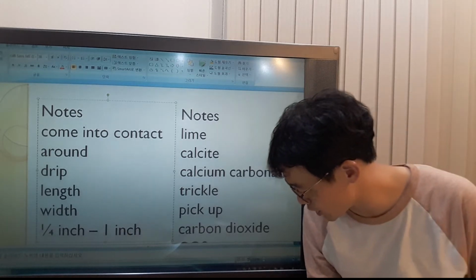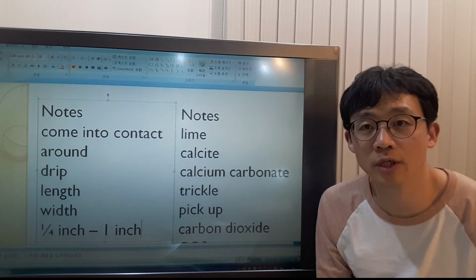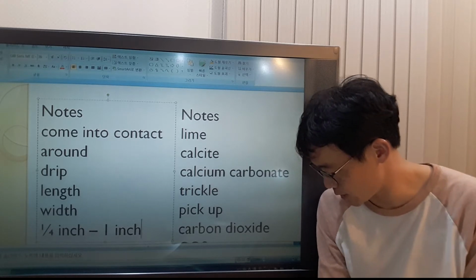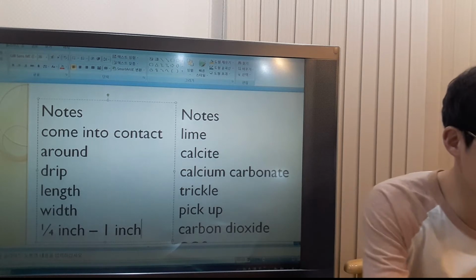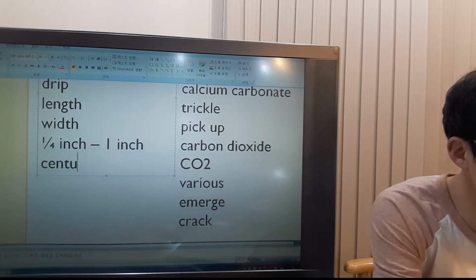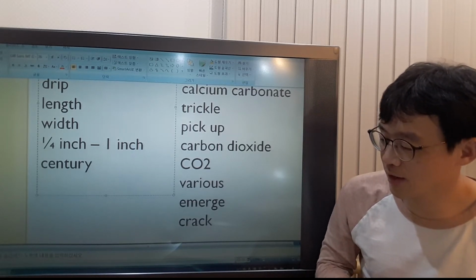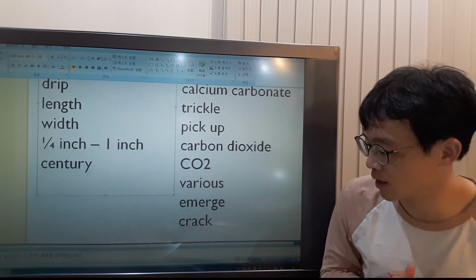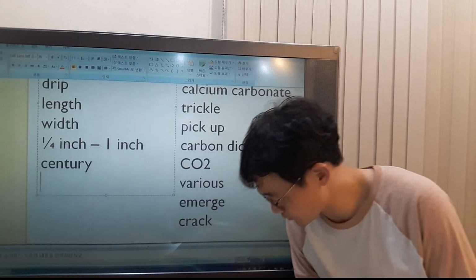They grow this much in a century, okay? 1 inch is, how long is 1 inch? 1 inch is approximately 2.5 centimeters, okay? In each century, what is century? Century is 100 years. Cent means 100, okay? In $1, there are 100 cents, and in 1 meter, there are 100 centimeters. Cent means 100.